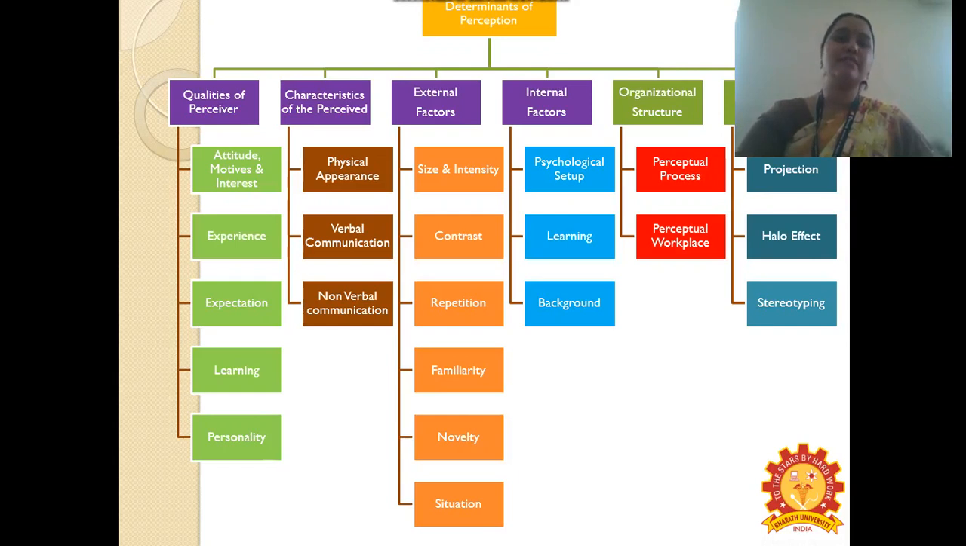So these external factors are size and intensity. Now size is going to influence the attention of people. So let us take an object which is very big in size. Now the possibility of people seeing the object which is bigger and getting attracted to it is natural. So big objects or bigger things grab the attention of individuals.